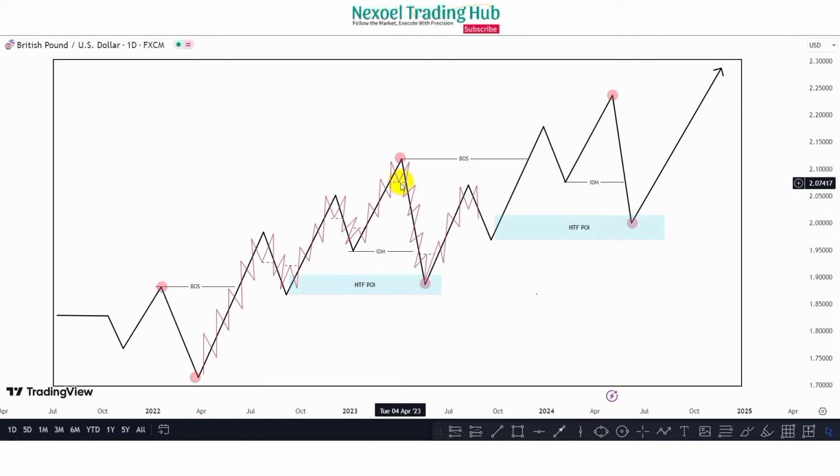Actually, there is a video on the YouTube channel that shows how to mark out ideal institutional market structure. In this video, I'm not going to stress on how to mark out ideal institutional market structure. I'm just going to show you guys how to determine the internal range liquidity and the external range liquidity. If you're really interested in understanding how to mark out ideal institutional market structure, then you can go to the description section of this video, and you'll get the link to that particular video.